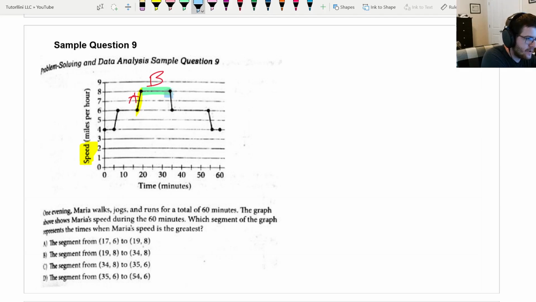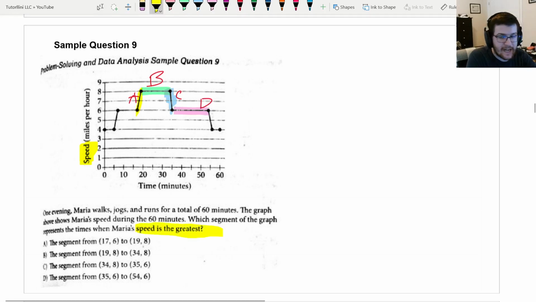I think they just go in order. This one's C. And then 35.6 to 54.6, that's D. Okay, guys, so remember, it's asking where is the speed the greatest. It's not asking about the acceleration.